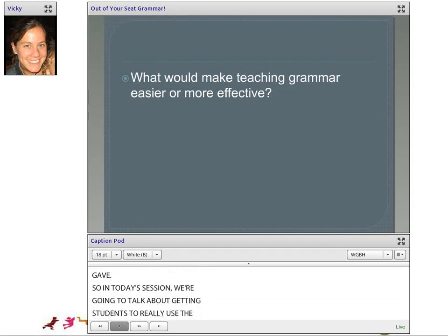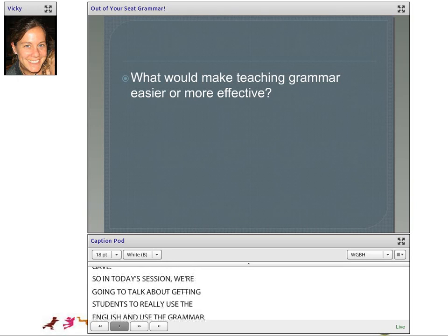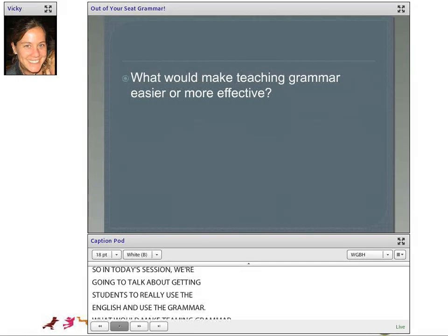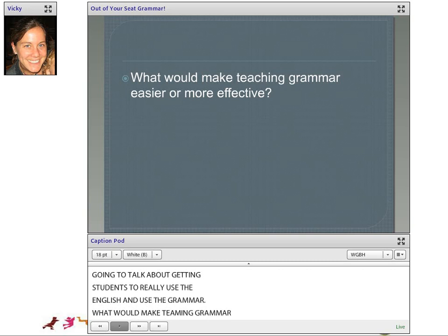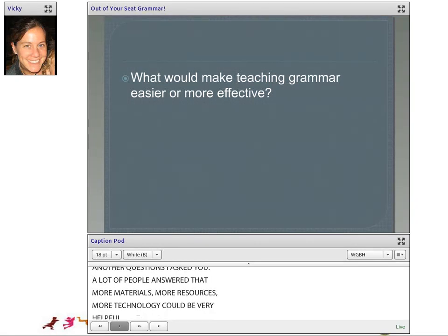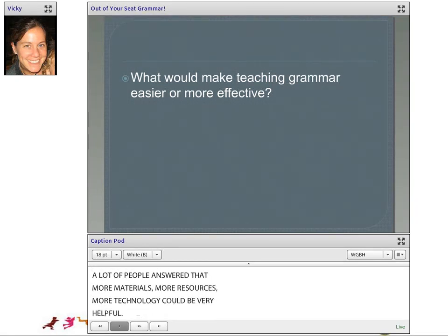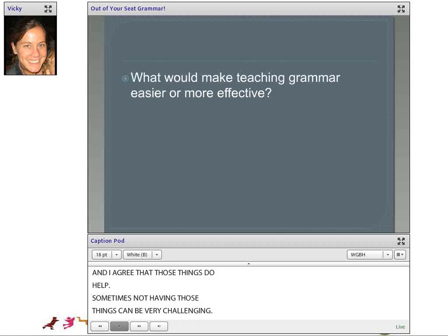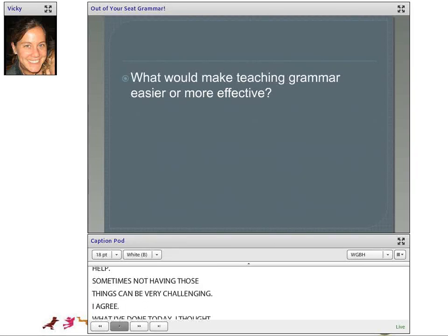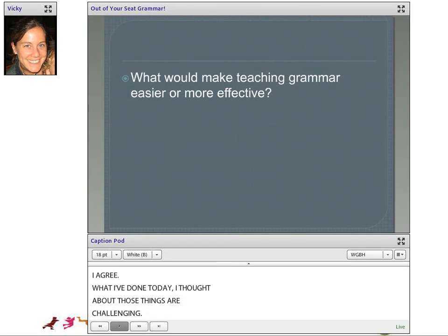What would make teaching grammar easier or more effective was another question that I asked you, and a lot of people answered that more materials, more resources, more technology could be very helpful. And I agree that those things do help, and sometimes not having those things can be very challenging. It's challenging not to have a good printer, to be able to print out good materials and all this. And that's unfortunately something that we probably cannot change overnight.